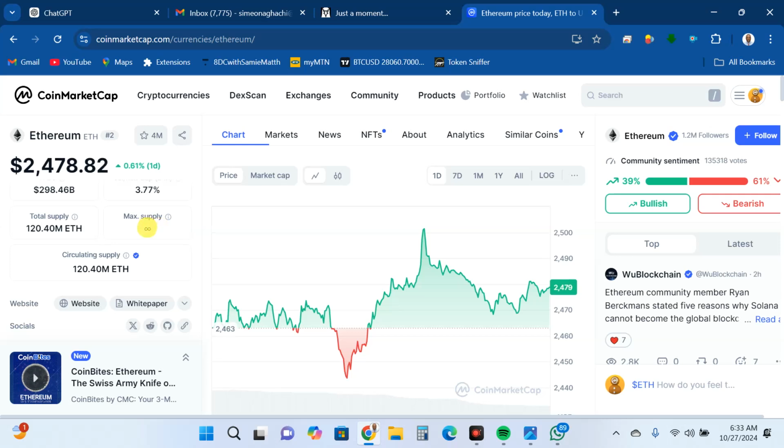But then you and I know that Ethereum is a big project. So I'm not going to be scared of this because it's a big project.